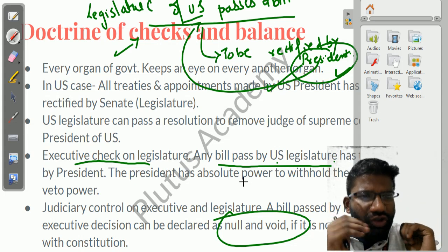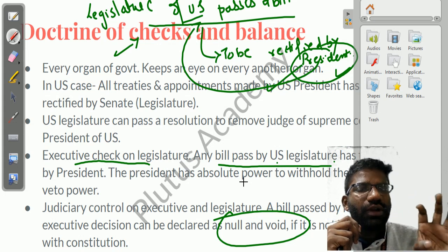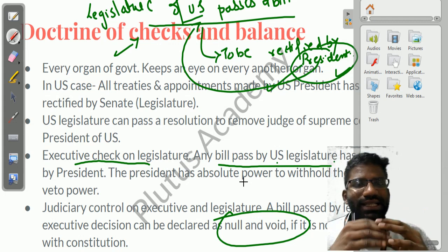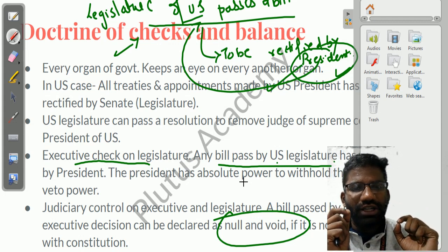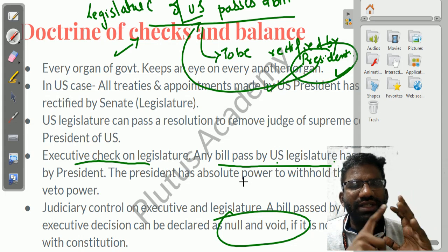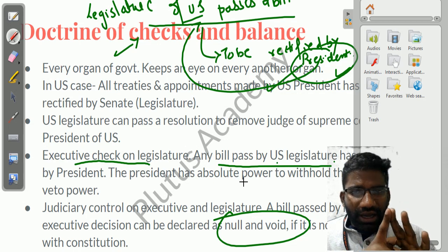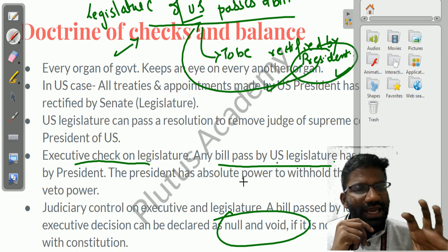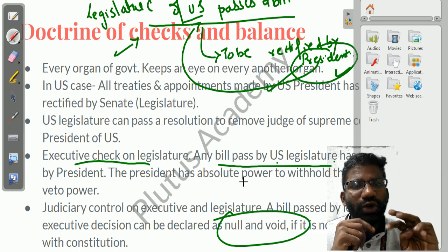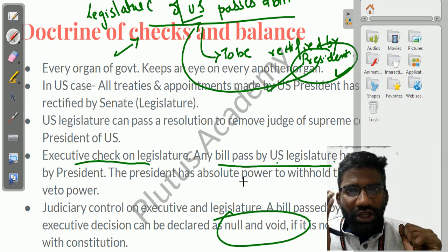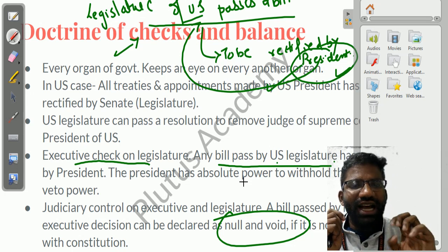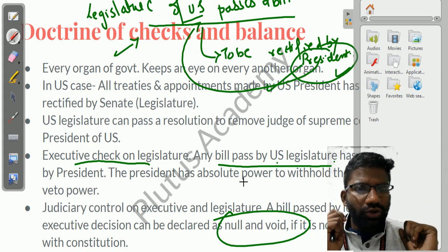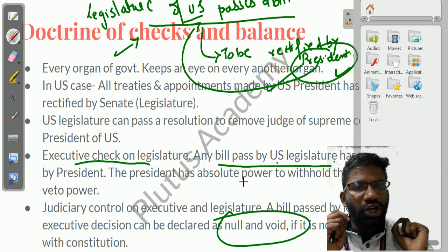In these two topics, we have learned the doctrine of separation of power and the doctrine of checks and balances. The doctrine of separation of power was clearly saying that each organ of the state will perform different functions. That is, judiciary will have its own functions, executive will have its own functions, and legislature will have its own functions. But in the doctrine of checks and balances, we were saying that the executive, legislature and judiciary will be keeping an eye on the functions of the other organs of the state to balance power and to keep a check. This is all for today's class, that is the doctrine of checks and balances and the doctrine of separation of powers.